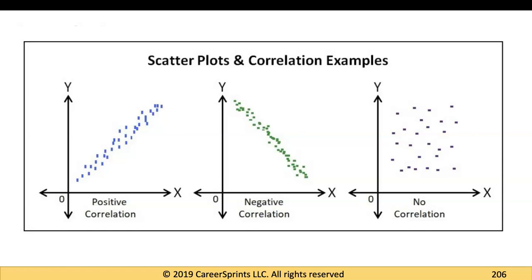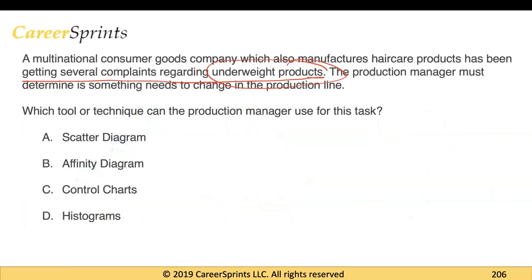So there is a negative correlation in this example between the drying speed of the fan and how long it takes for the paint on the door to dry. So that is a scatter diagram. So this would not be the right answer for this question.